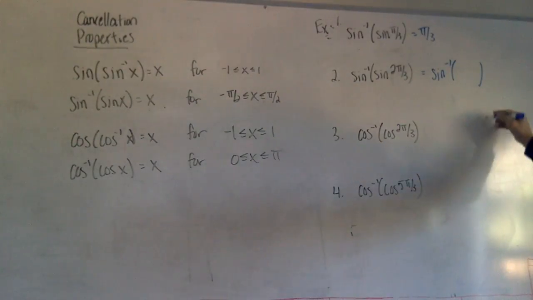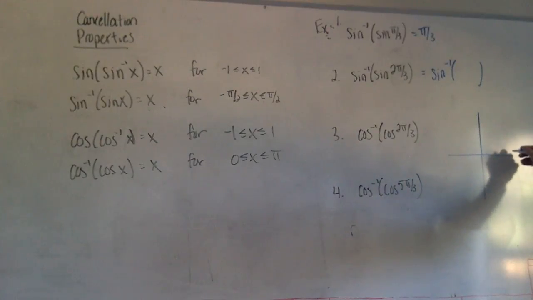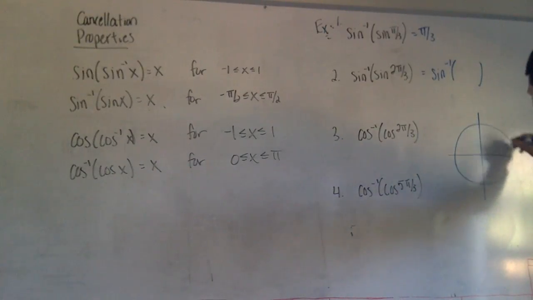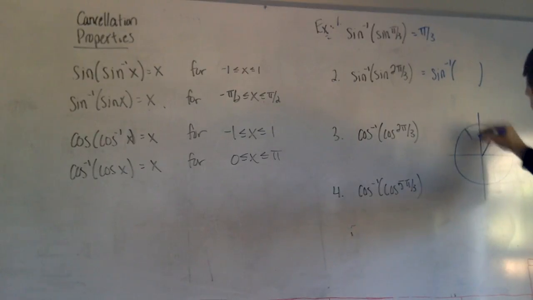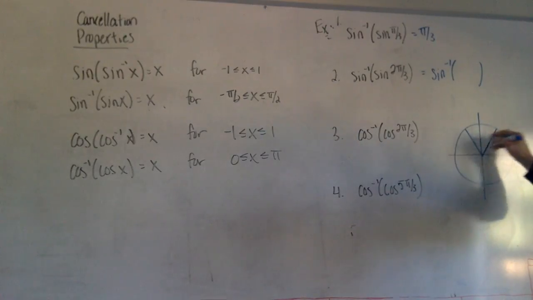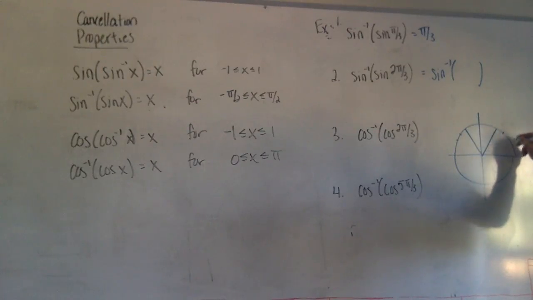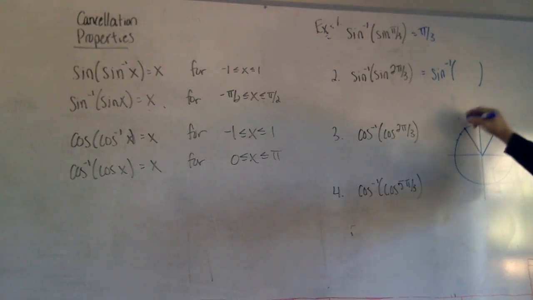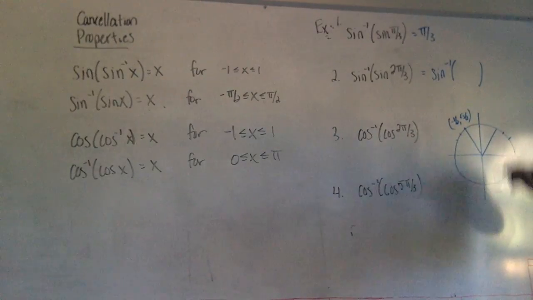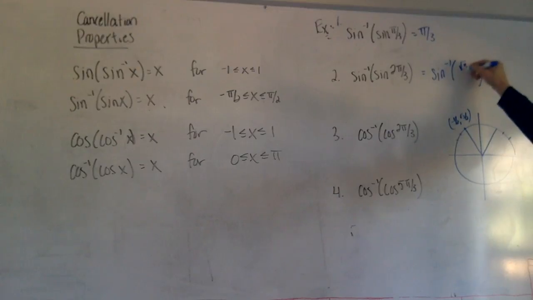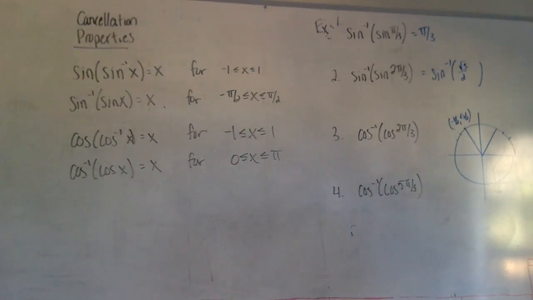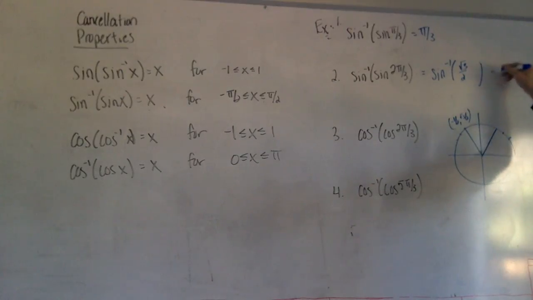You can always look at your unit circle and remember what happens on it. If we have 2 pi over 3, here's 1 pi over 3, here's 2 pi over 3. We get that special point right here, which is negative 1/2, comma, root 3 over 2. Sine is the y value, so I know that thing right here is root 3 over 2. So then I'm looking for sine inverse of that number.